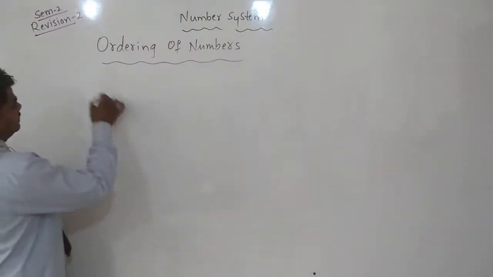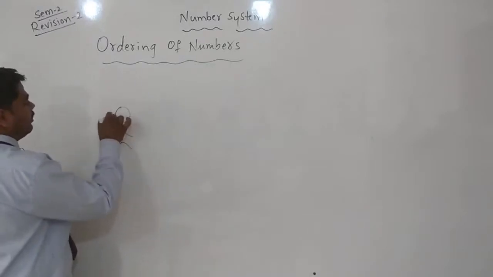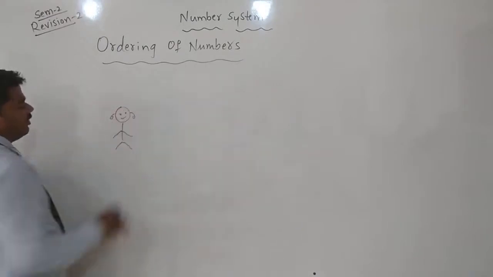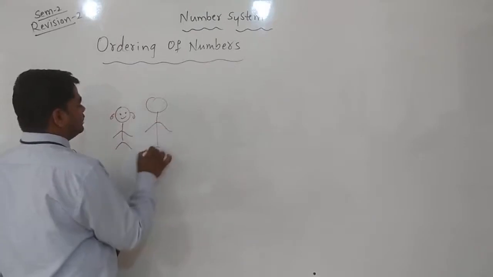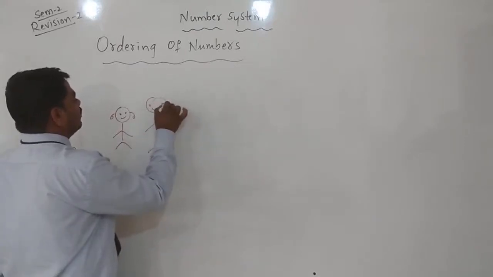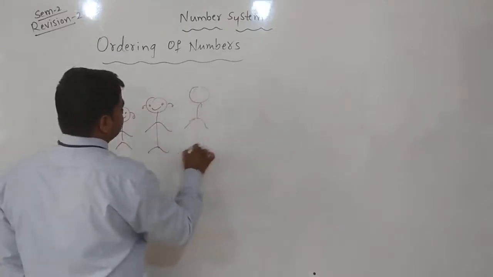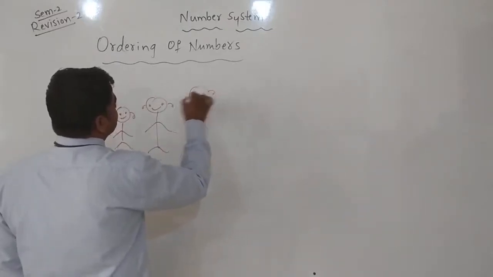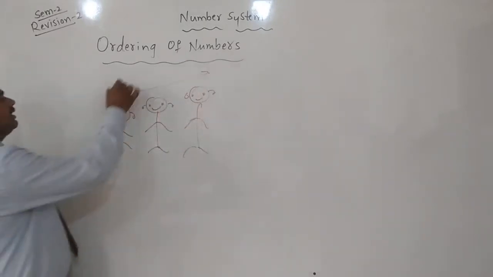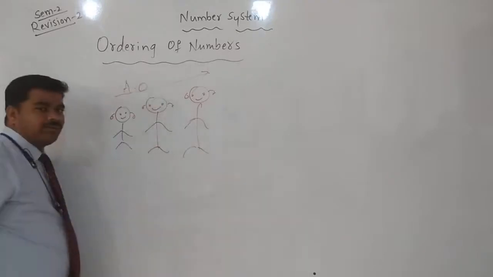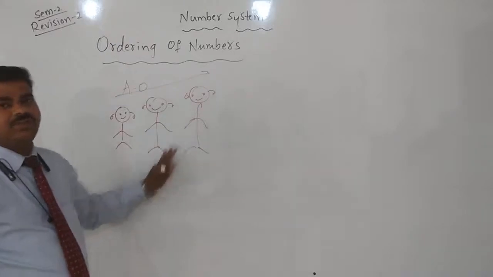Ascending means first the smallest to the tallest, like how you stand in the assembly according to your height in increasing order. If your height is increasing, then you can call it ascending order. Here see the examples I have given. Here the height is going on increasing, then we can call it ascending order. Numbers, from smallest to greatest. We can write the smallest to greatest.